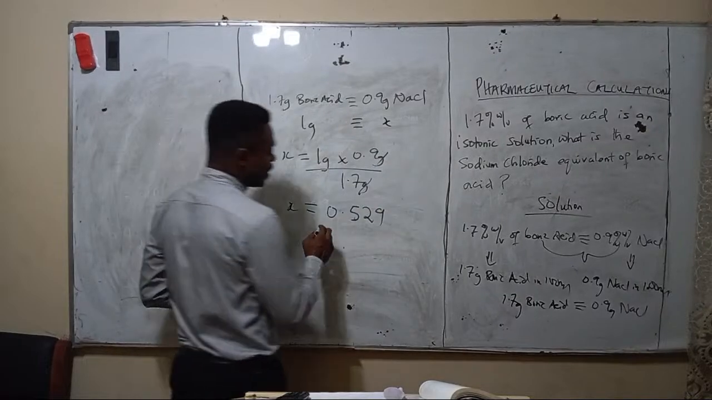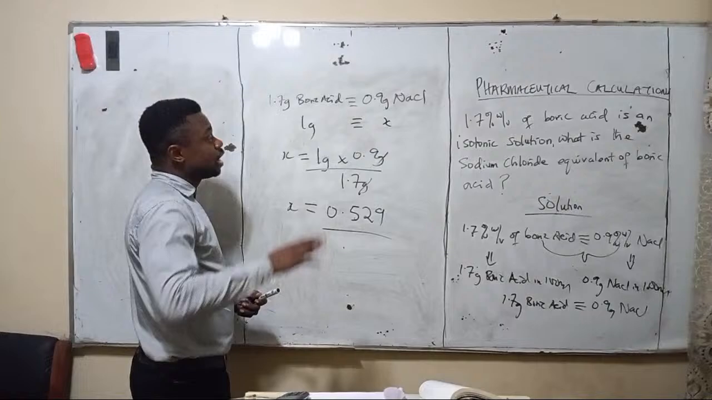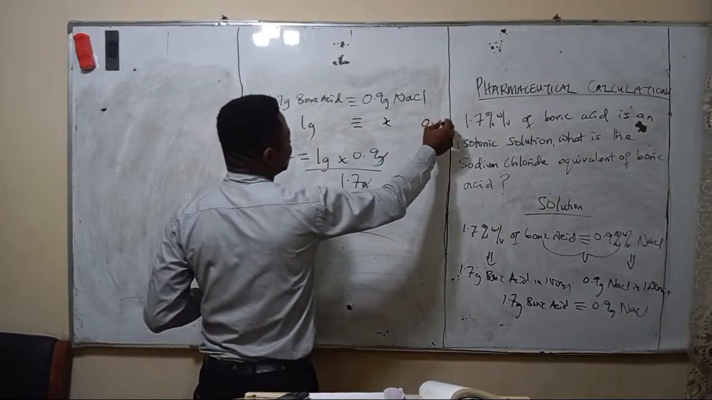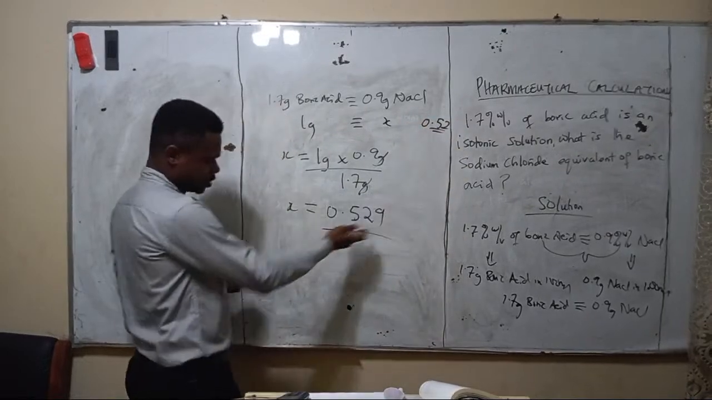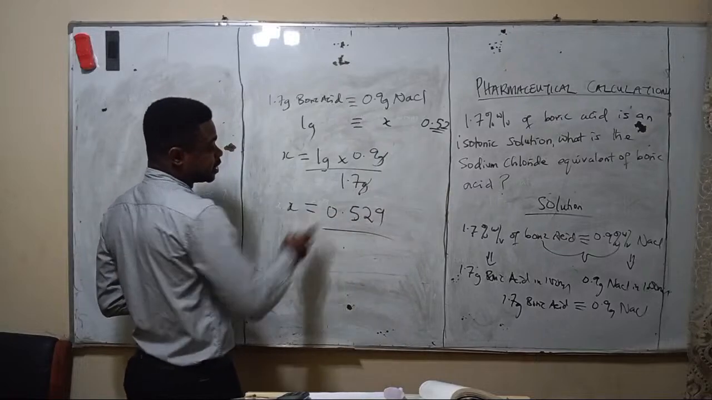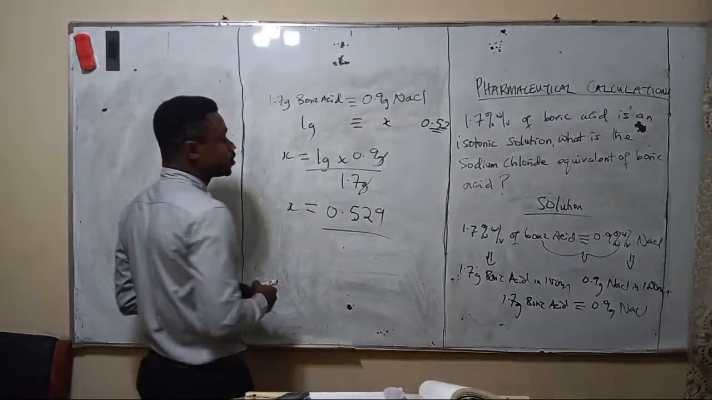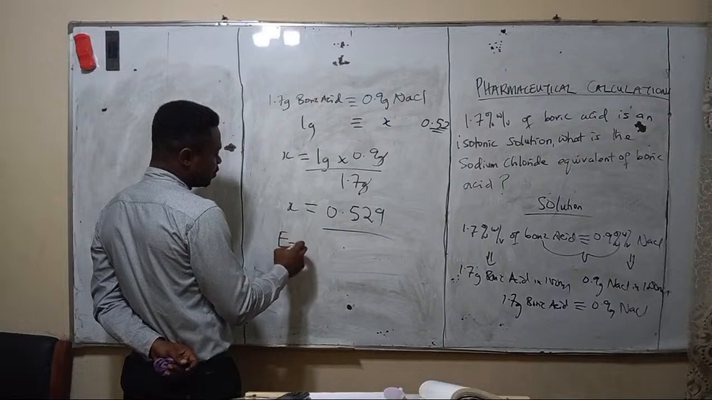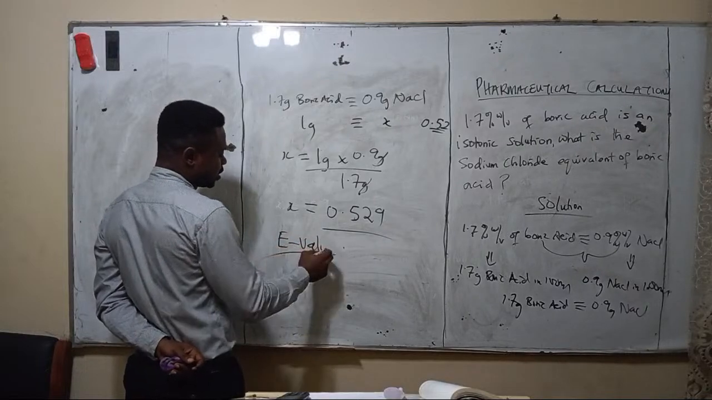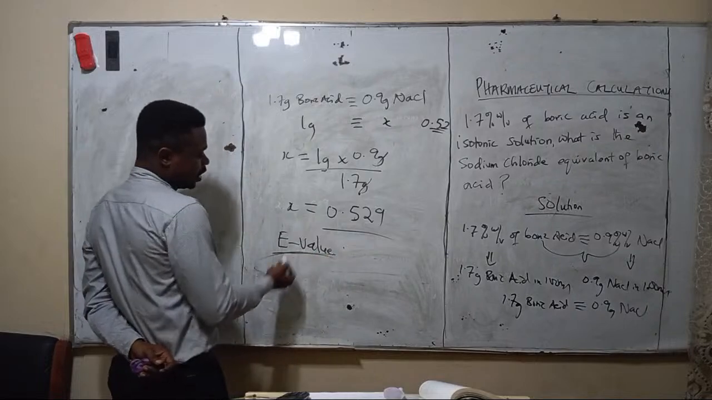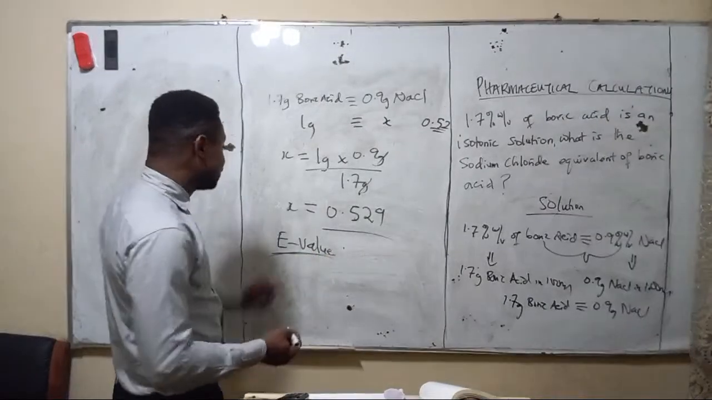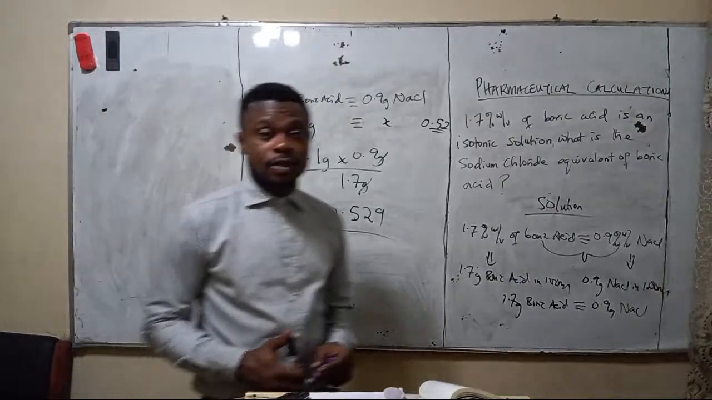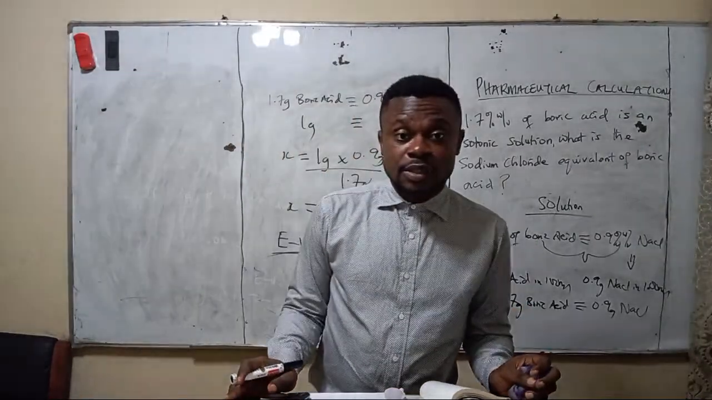We always have it as a standard, pegged at 0.52 or something, but for the calculation here, based on what they ask, it is 0.529. This sodium chloride equivalent of boric acid is designated with the symbol E value. So the E value of boric acid is 0.529 based on this question. That's the answer to the question.